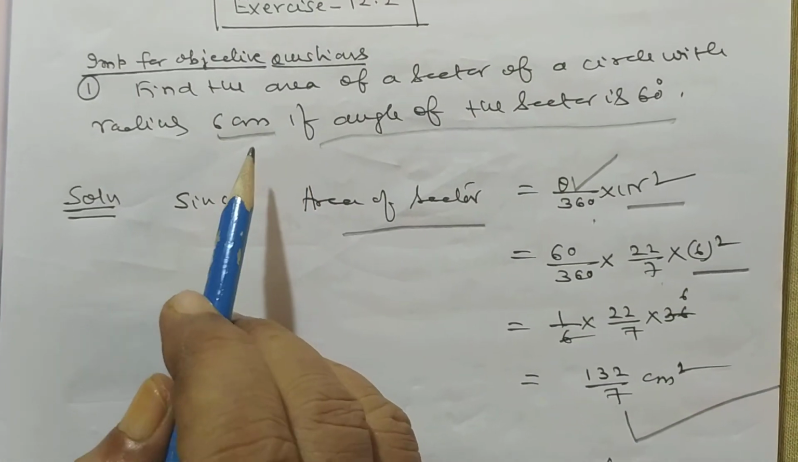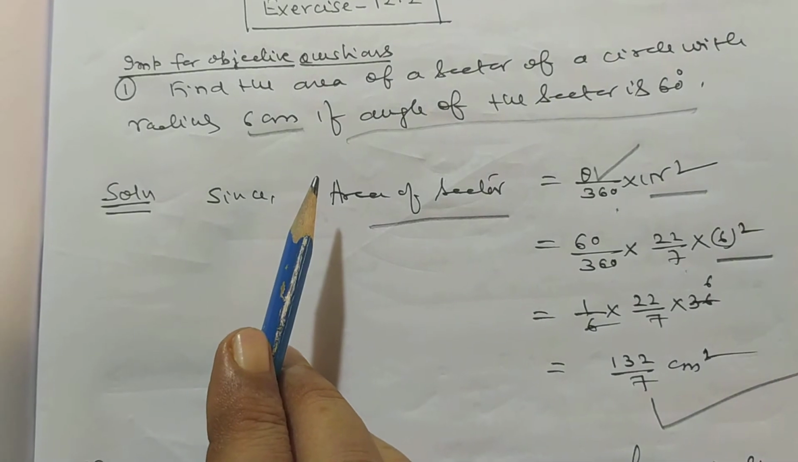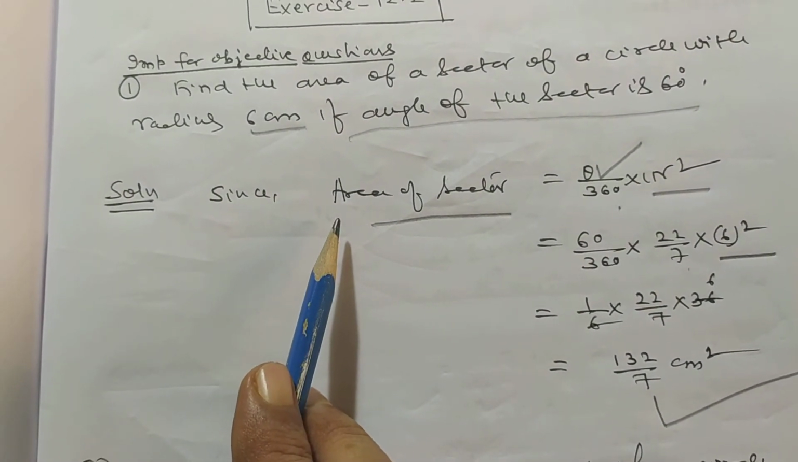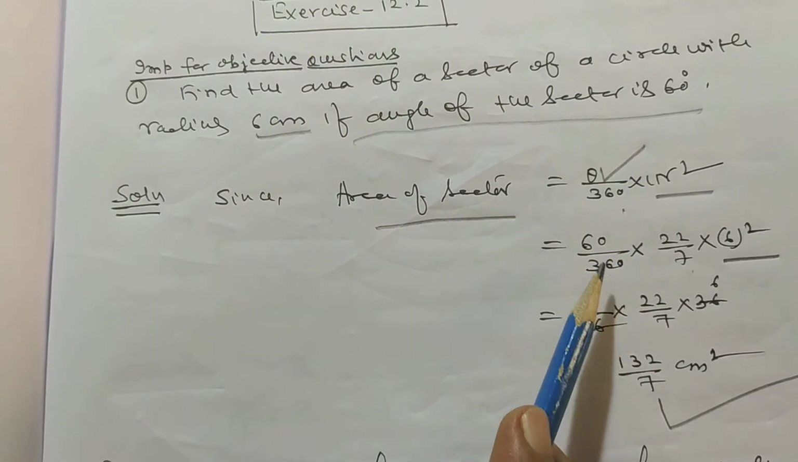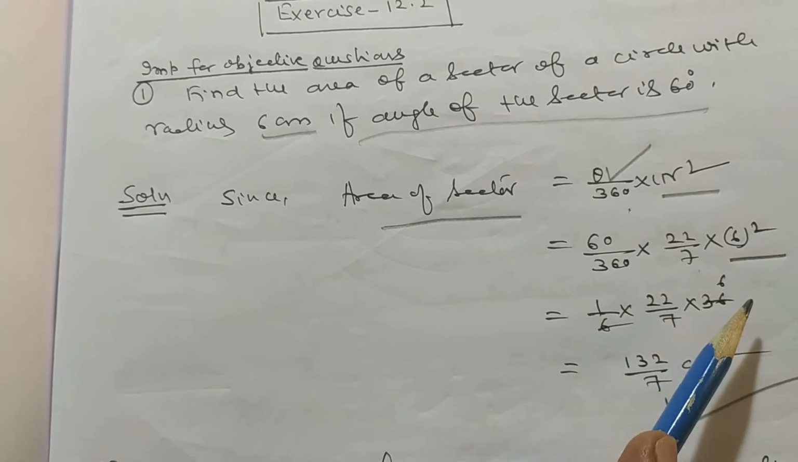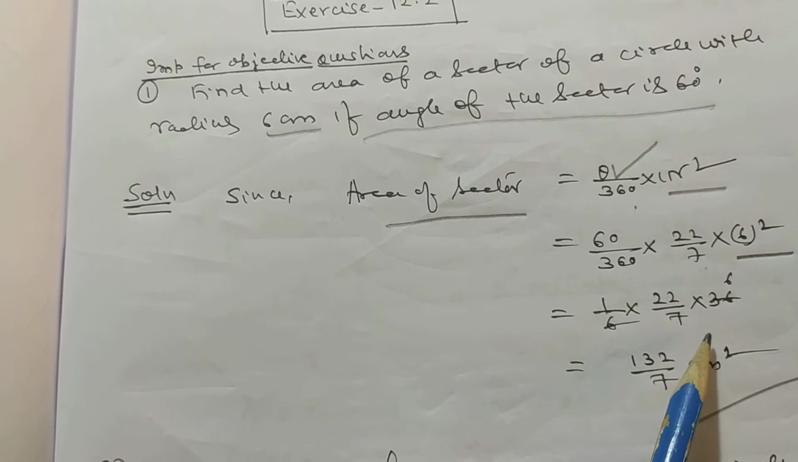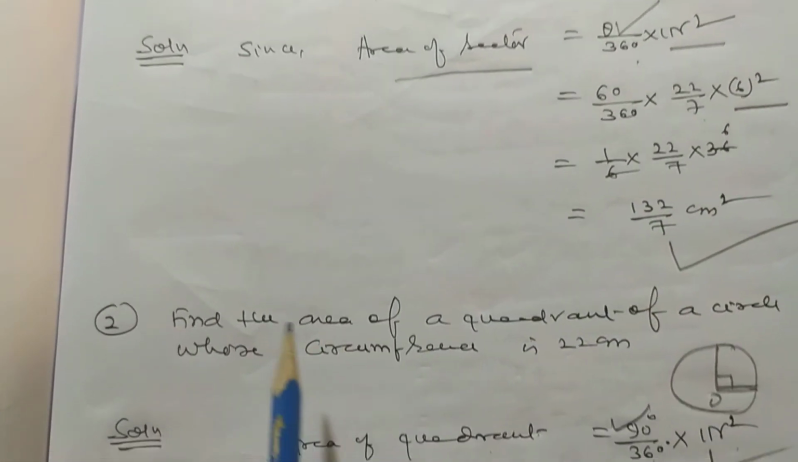Exercise 12.2. Find the area of sector of a circle with radius 6 centimeter if angle of the sector is 60 degree. We know the area of sector is equal to theta by 360 degree into pi r square. That is 60 by 360 degree into 22 by 7 into 6 square. That is 1 by 6 into 22 by 7 into 36. That is 132 by 7 centimeter square.